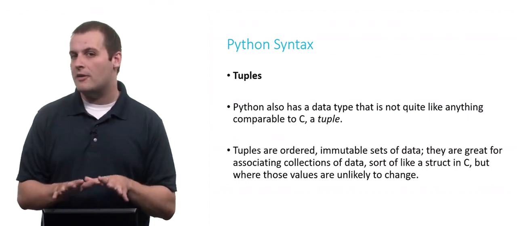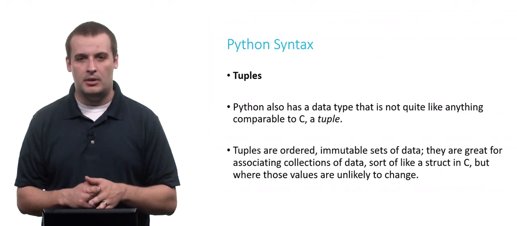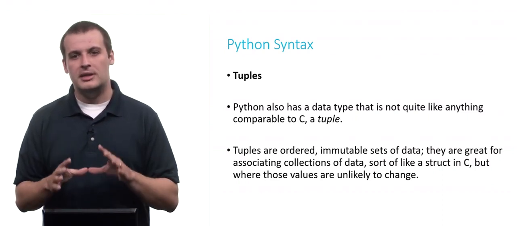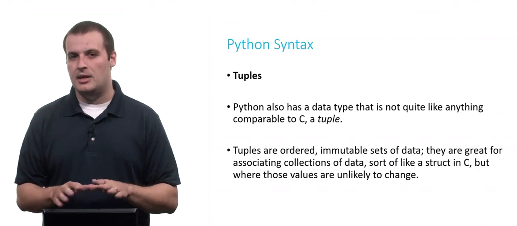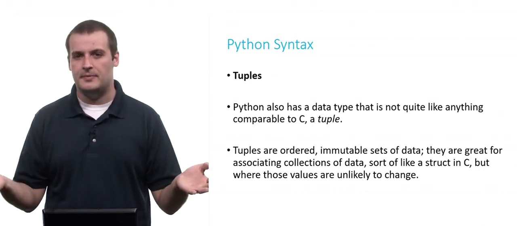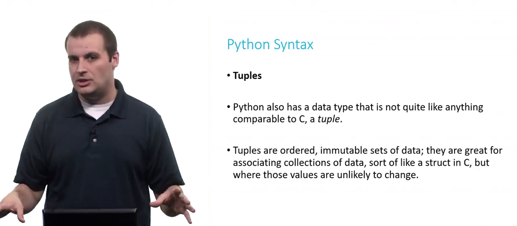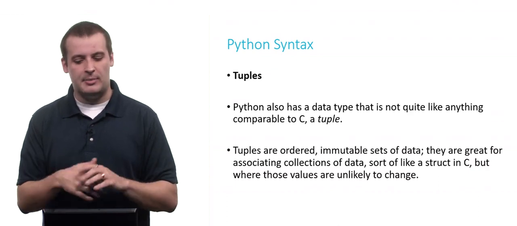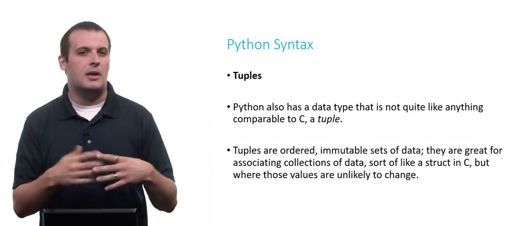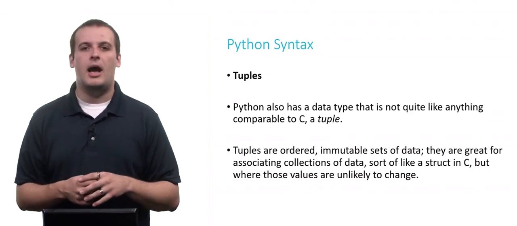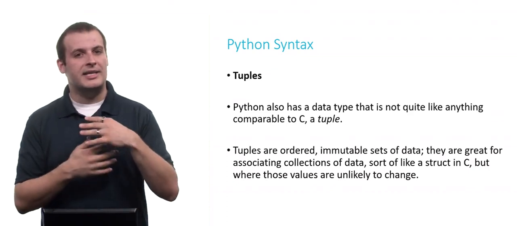All right, here's a new kind of way of storing data in Python that we're not familiar with from C, and that's called a tuple. What a tuple is, is an ordered, immutable set of data. Basically what we're saying here is we have a collection of a couple of things that we will never change, but the order matters. And we'll take a look at an example in just a moment of what a list of tuples might look like, and why we might want to work with them. But they're really good for associating collections of data.